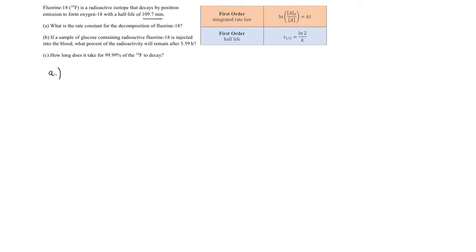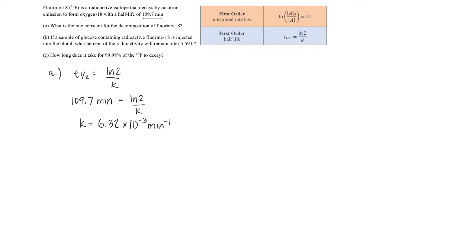So part A, let's use the half-life equation given, knowing that the half-life is 109.7 minutes. We can rearrange and solve for k. We get k equal to 6.32 times 10 to the minus 3. The units are going to be inverse minutes.